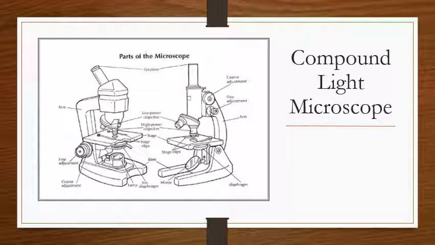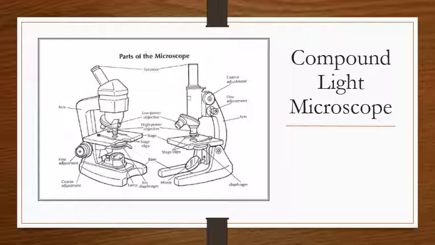The medium power objective magnifies 10 times, so total magnification with that one is 100. And then the high power objective magnifies 40 times for a total magnification of 400. So that's how we determine magnification, which is of course how much bigger the object appears than it is in reality.